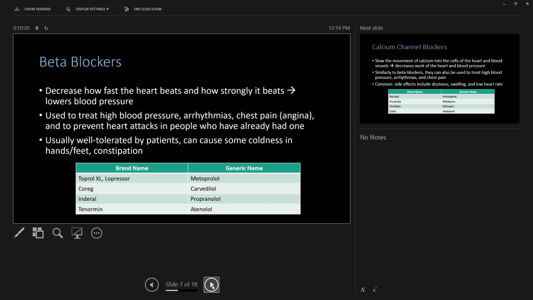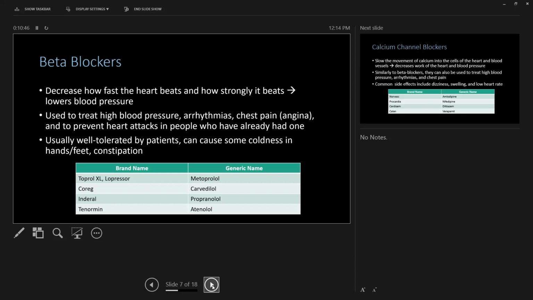They also can help patients that have chronic chest pain or angina, kind of decrease the work of the heart that way. And they're also used to prevent heart attacks in patients that have already experienced one. So we call that secondary prevention, but usually it's kind of a check mark to make sure that all patients that have had a heart attack go home with one of these medications.